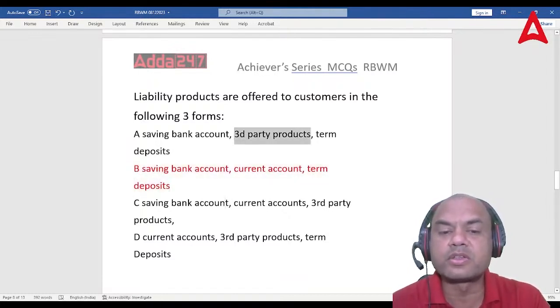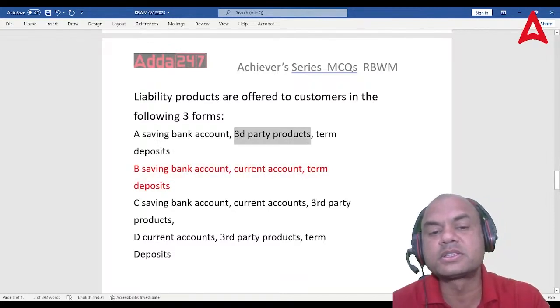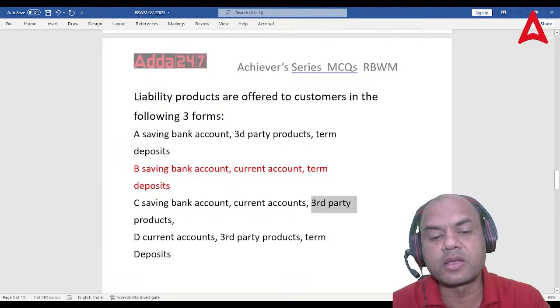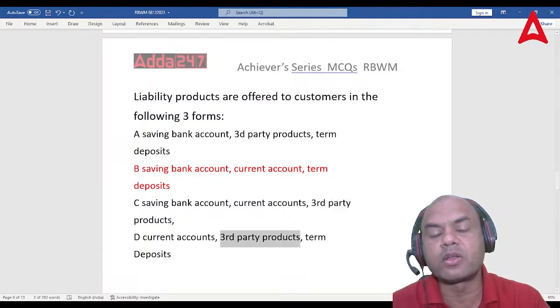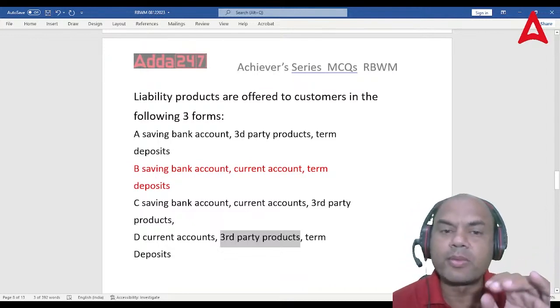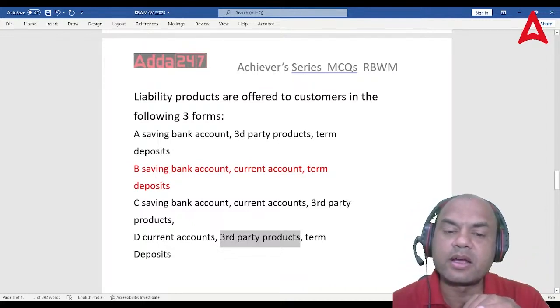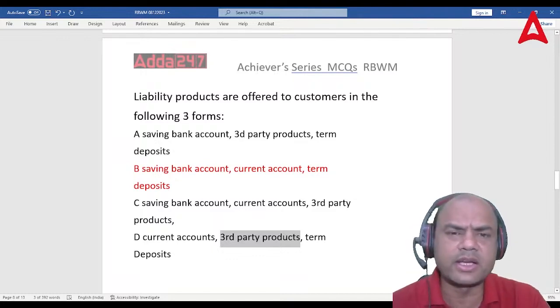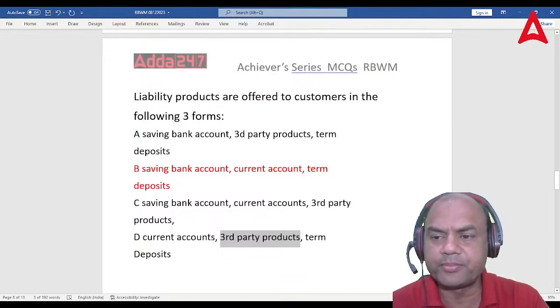Third party product is not a banking product. So this doesn't come under liability. Here also third party. Here also third party. These products are not under liability product. These are not core banking products. Core banking products are only three. Saving, current, FD, in deposits and in loans. Any type of loan which we give. Okay.